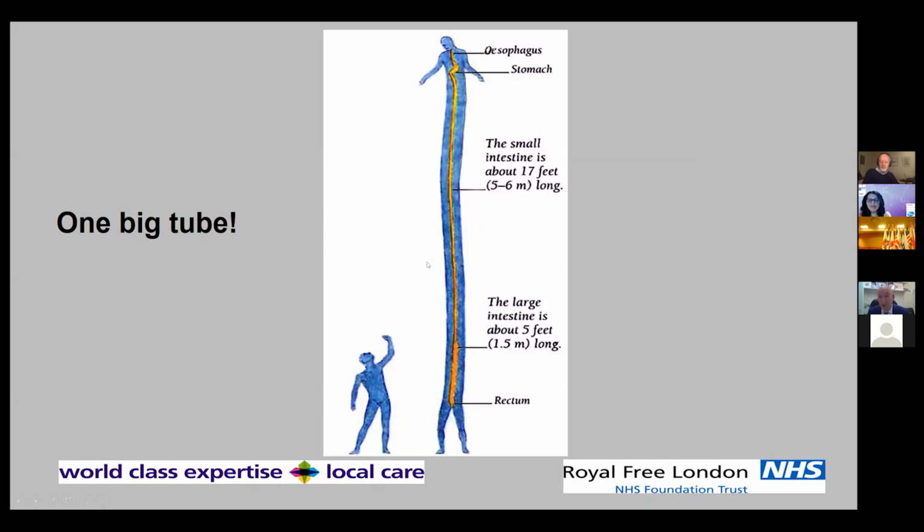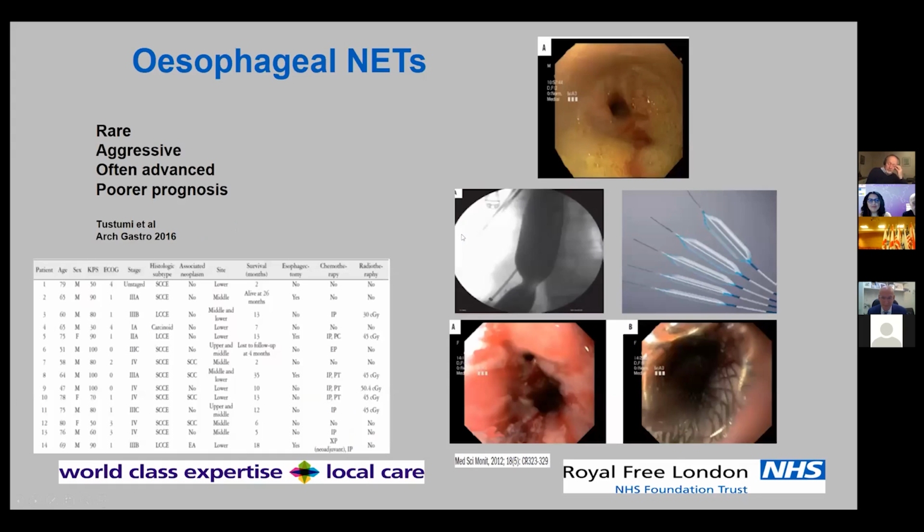Now, what you'll notice in this cartoon is how long the small intestine is, 5 or 6 meters long, and how difficult, therefore, it can be to image and be able to treat lesions in this tube, and I'll address some of that as well.